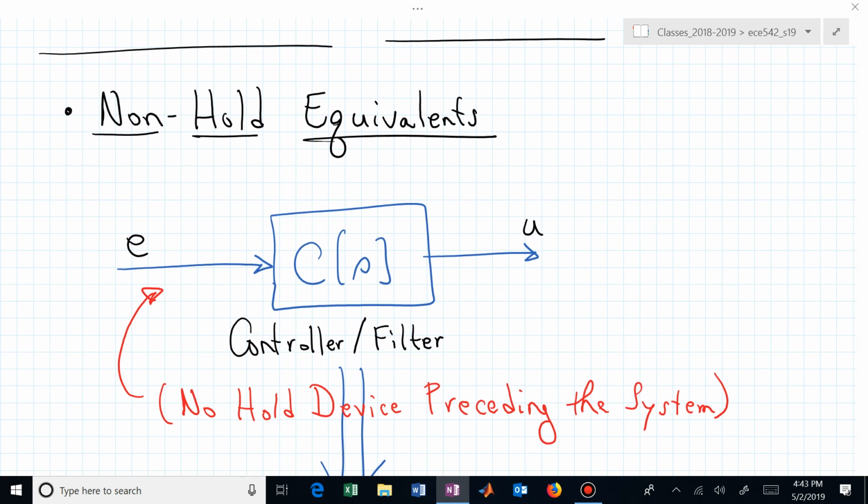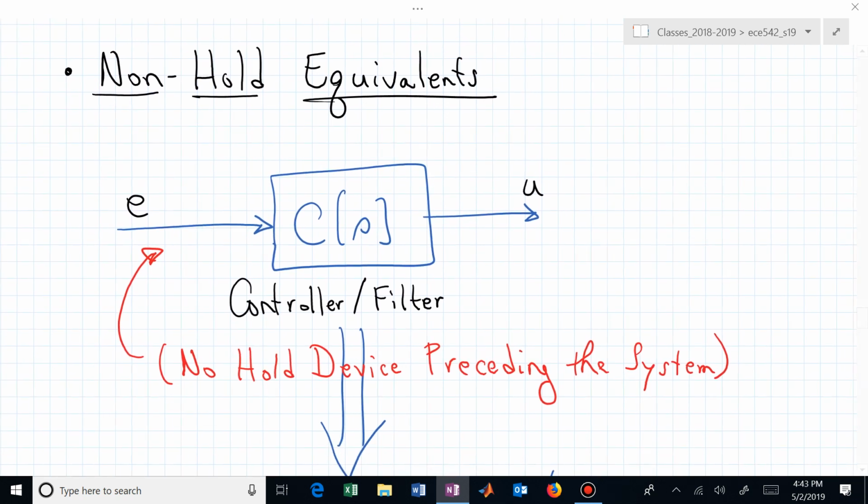Sticking with discrete equivalence, we also talked about non-hold equivalence, the process of going from C of S to C of Z. This might make even more sense if I had required 441, 541 as a prerequisite for this class. Then we would actually start with this concept. We would say, remember the controllers you built in your analog control class, C of S? Well, day one we can design a digital controller. We'll now just discretize that C of S and obtain a digital controller.